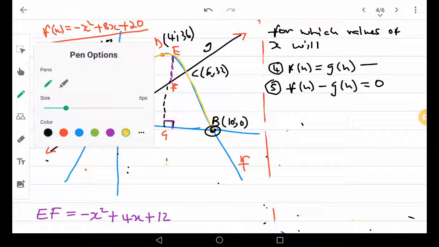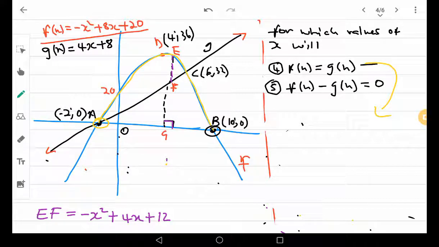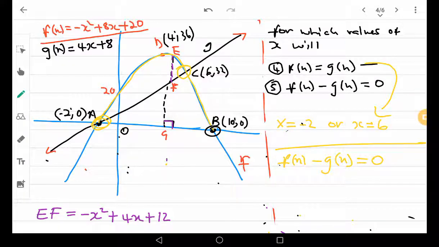What are the answers for this one? Where the graphs intersect. So they intersect here and here. Or x is going to be equal to 1, -2, or x is equal to what? 6. Whatever. It's going to be the same answer for f of x minus g of x equals 0.